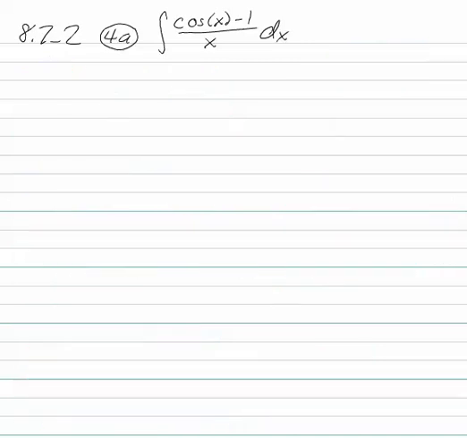Okay, integrating functions that we couldn't integrate nicely. If you were to split this integral up, you would have cosine x over x minus 1 over x, and you can integrate 1 over x, but cosine x over x doesn't work so nicely. So we're going to try to use Taylor's series to do this.